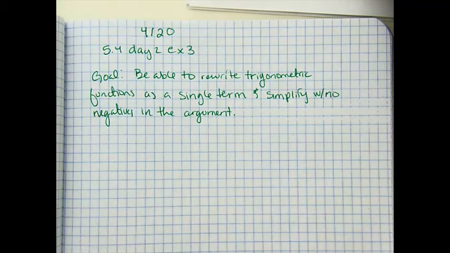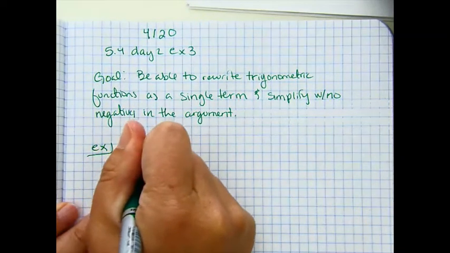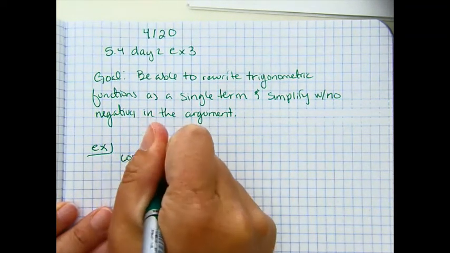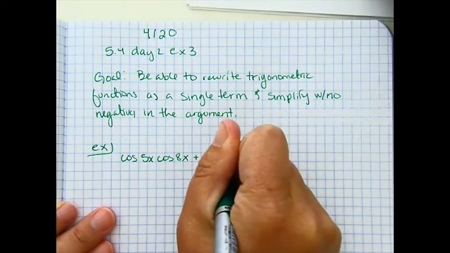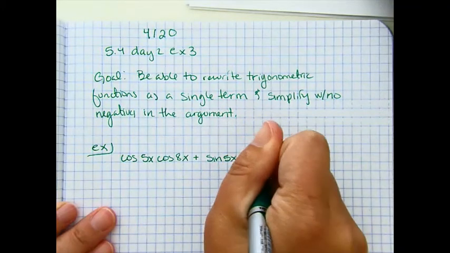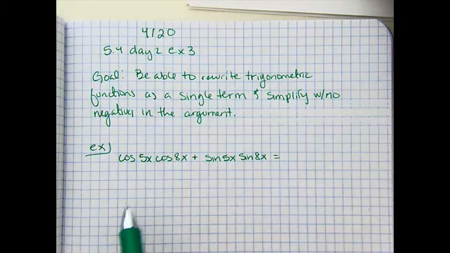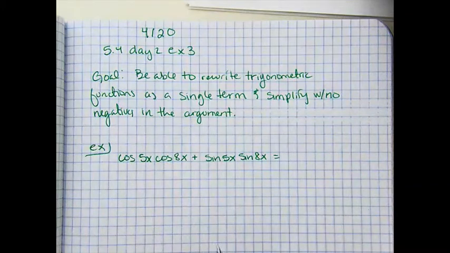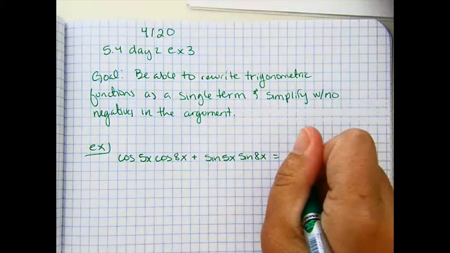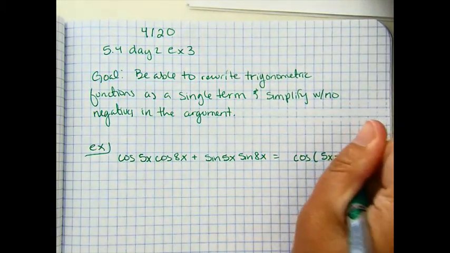So the first problem I'm going to do is as follows. Cosine 5x cosine 8x plus sine 5x sine of 8x. So the first thing we need to do is look at our formulas and see what's familiar. Cosine cosine plus sine sine, that is a cosine difference formula. So this is the same thing. Our first step will be to write it as cosine of 5x minus 8x.